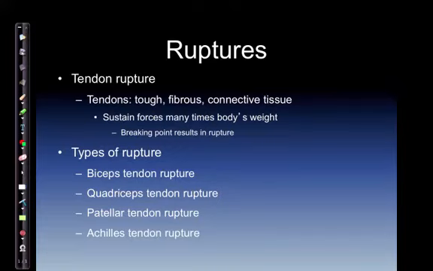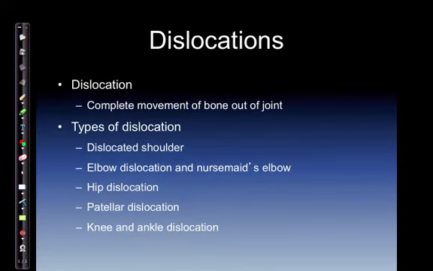Ruptures. Tendon rupture. Tendons are tough, fibrous connective tissue. They sustain forces many times the body weight, but there can be a breaking point that results in a rupture of the tendon. Types of ruptures are bicep tendon ruptures, quadricep tendon ruptures, patellar tendon ruptures, which hold the patella on, and Achilles tendon ruptures. This is generally due to direct trauma to the Achilles tendon.